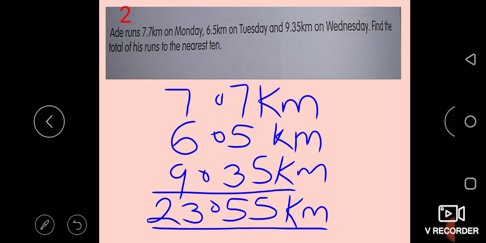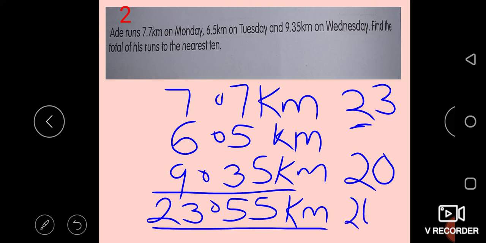The question here is we should round off his total runs to the nearest tens. To the nearest tens, not to the nearest whole number. 23 is the whole number there. So to the nearest tens, we'll be considering number 2. Can 3 affect 2? No, because it's less than half. So 2 remains 2, while we replace 3 with 0. So to the nearest tens, Ade ran 20 kilometers.